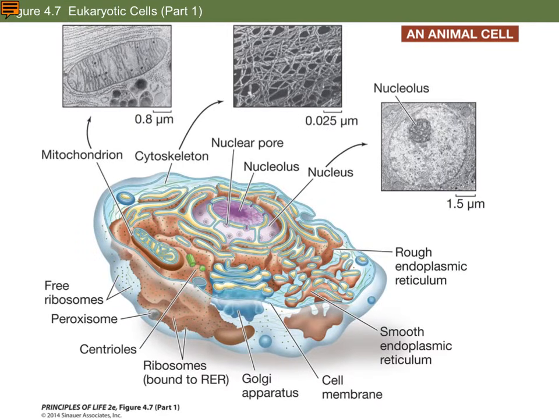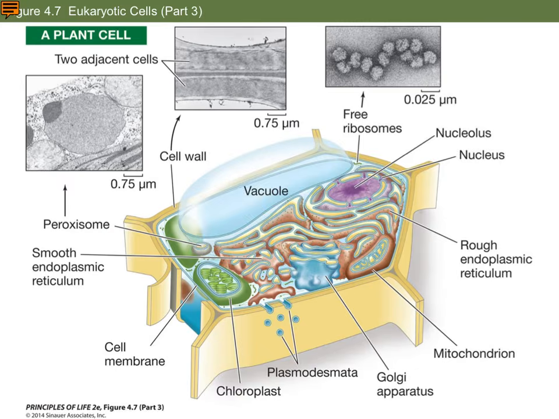Here's a representation of a typical animal cell. You'll notice many of the organelles that you studied in your Quizlet set are labeled on this diagram. Here is a typical diagram of a plant cell. And many of the organelles are labeled for you.